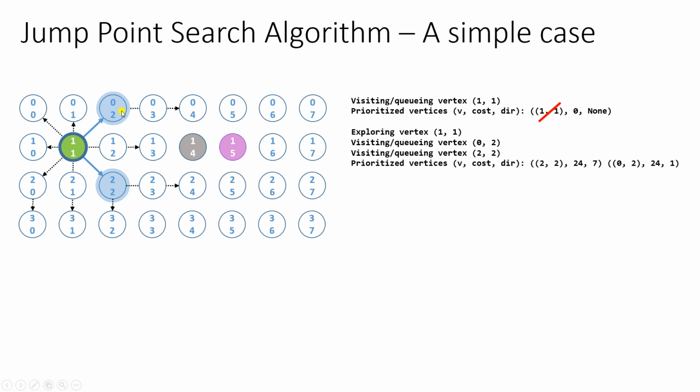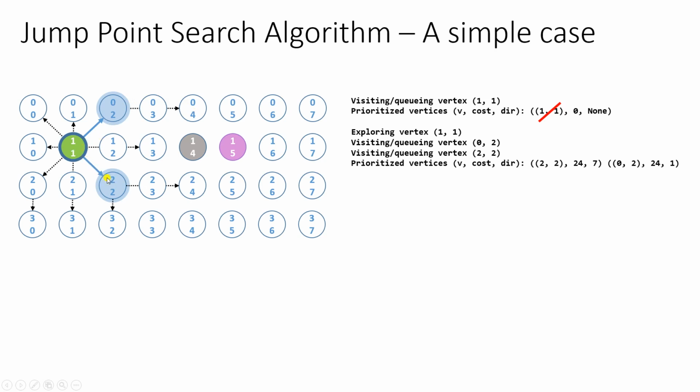Just remember that vertex 0, 2 is a jump point only because its successor in the future, vertex 0, 4, is also a jump point. This applies only when we have a diagonal move. Okay. The same goes for vertex 2, 2.